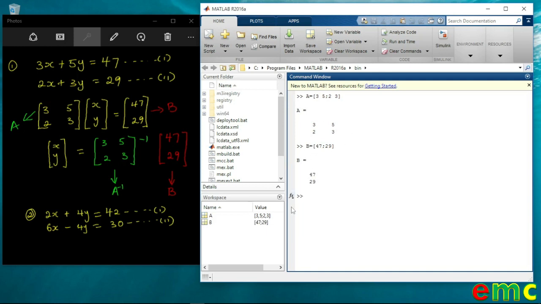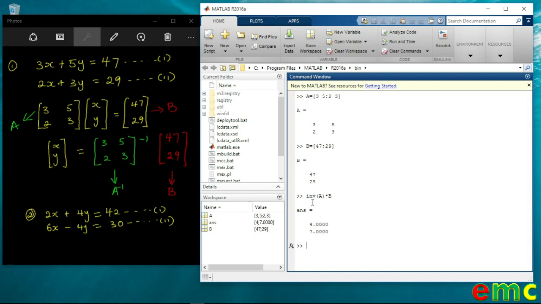Now to get the values of our x and y, we are going to multiply the inverse of matrix A by B. That is inverse of matrix A multiplied by B. Your multiplication symbol is the asterisk on your keyboard. Then we press enter. Therefore, our x is 4 and y is 7, in the same order as we have in our question. X is 4 and y is 7.